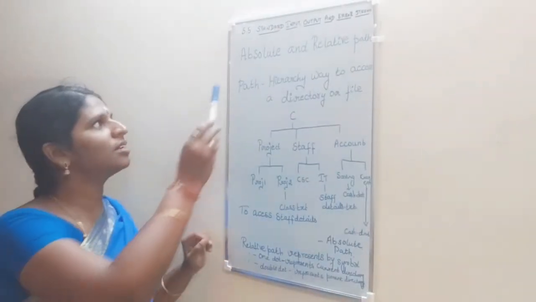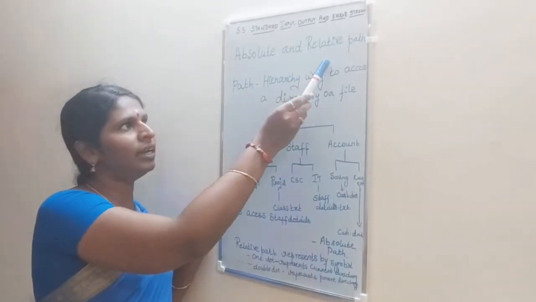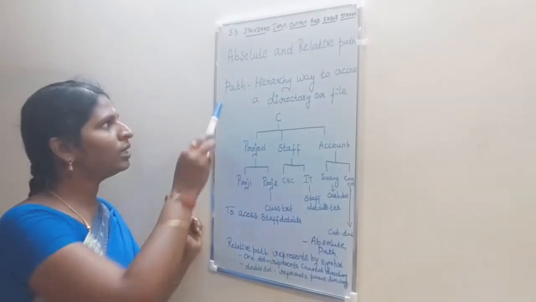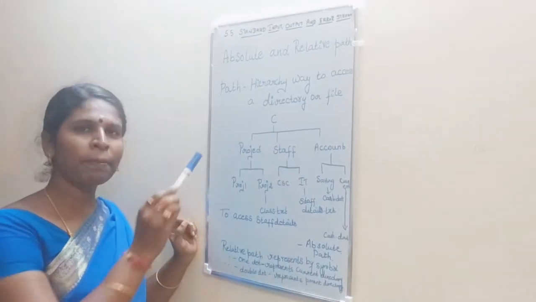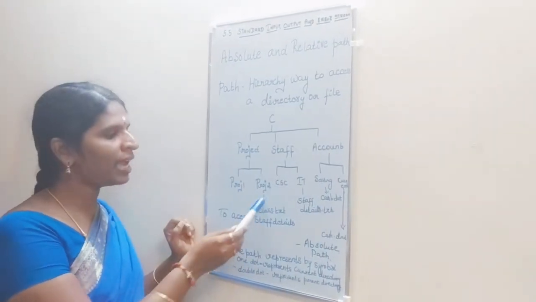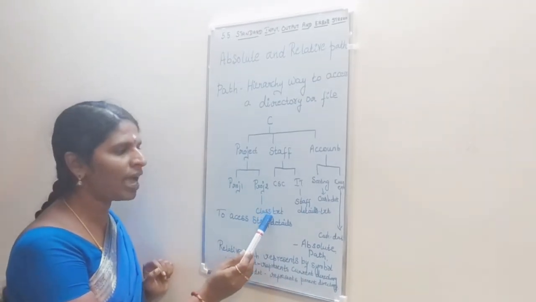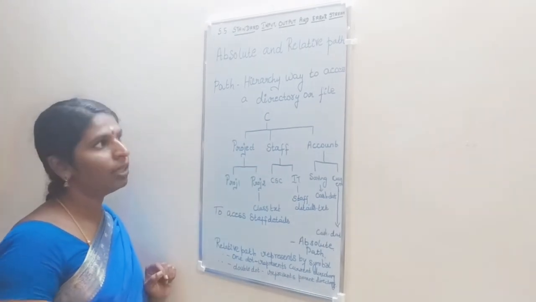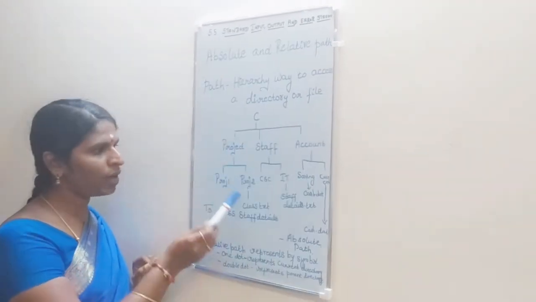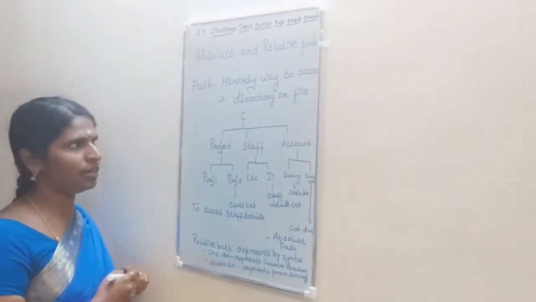We are going to discuss absolute and relative path. What is meant by path? Path is the way to access a particular file. If I want to access the class.txt file, then what is the way to access that class.txt?